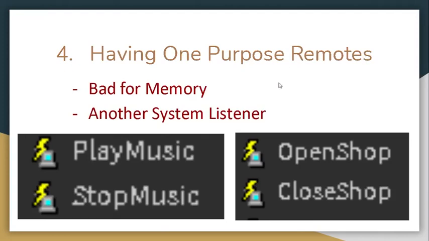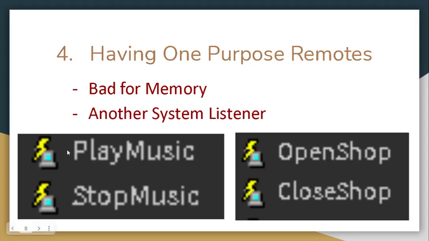Having one purpose remotes is bad for the memory, and it's another system listener, because the system has to listen to when this event is fired. So that's a whole new system to listen. Here's a couple examples: we have play music and stop music, and open shop and close shop. And yeah, this is very inefficient.